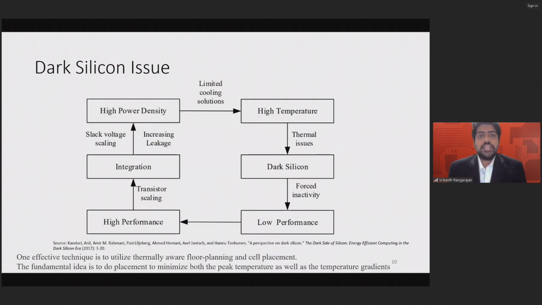So the dark silicon issue. The dark silicon issue has been a really big issue in the past decade, where a lot of people have tried to overcome this. As we can see here, it really starts with high power density.